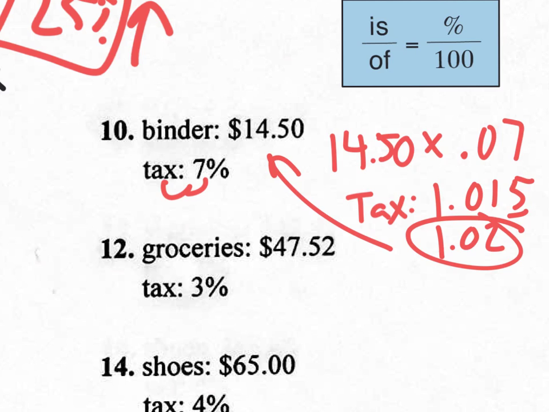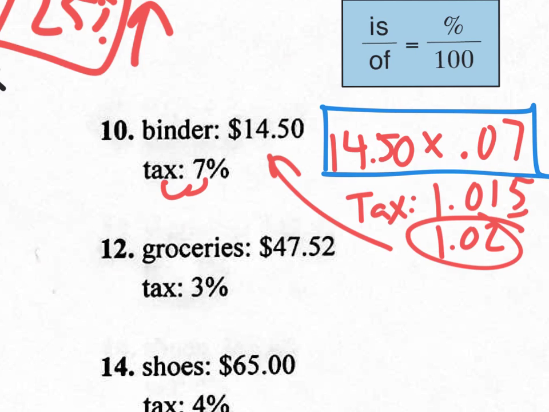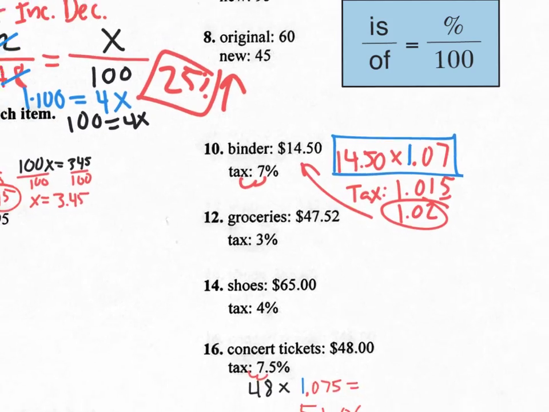Again, to avoid this part of adding $1.02 to $14.50 and getting your final answer of $15.52, you could go back and when you're multiplying $14.50 times 0.07, put a 1 right in front of it, and that'll include the original price. So that's just a shortcut. Technically, you're supposed to find the tax and then add your tax to your original price to get your final price.